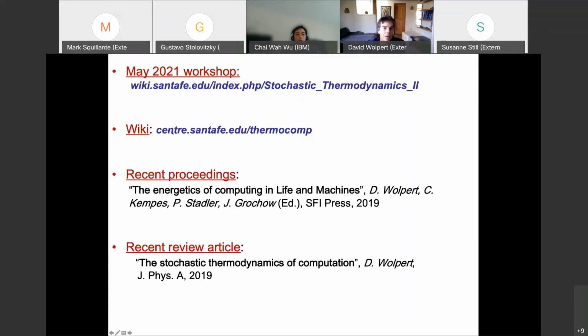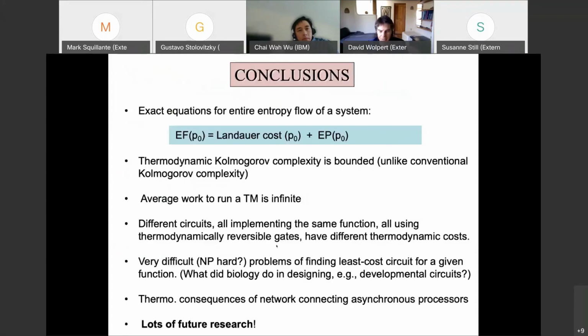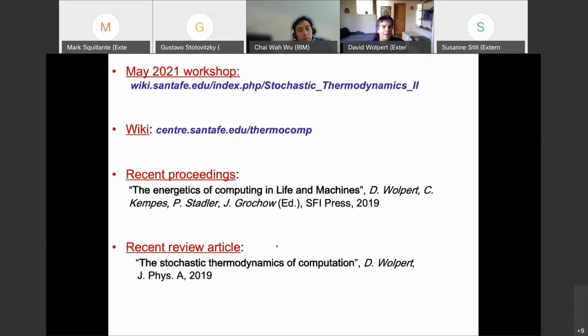There's a wiki with all kinds of resources for the literature and so on. Here's a recent proceedings that touches on a bunch of these issues that came out last year. And here's a tome. This is a real big beast, but this one I put out last year. I was invited to write a review article on the stochastic thermodynamics of computation. And I've got a conclusion slide, but let me leave it up there so people can look at it and maybe take screenshots of this kind of stuff, because that's really the most important stuff.